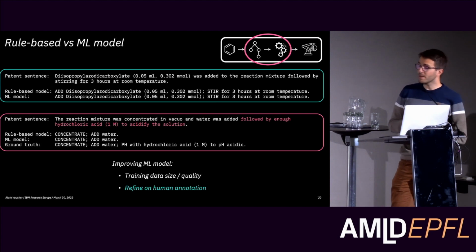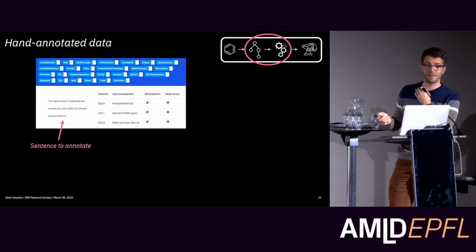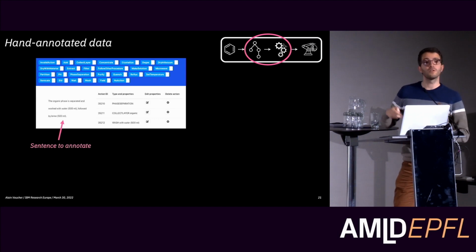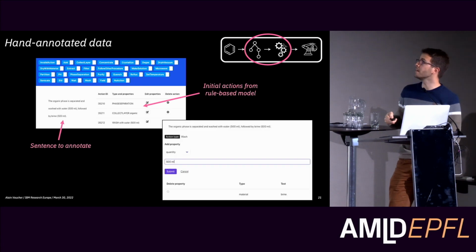And what we ended up doing was to refine on manually annotated data that we generated with a platform that we designed for that, where basically in the browser, a user would see the sentence to annotate on the left-hand side, and then the actions extracted by the rule-based model, where they would then be able to update them, add missing actions, and so on.